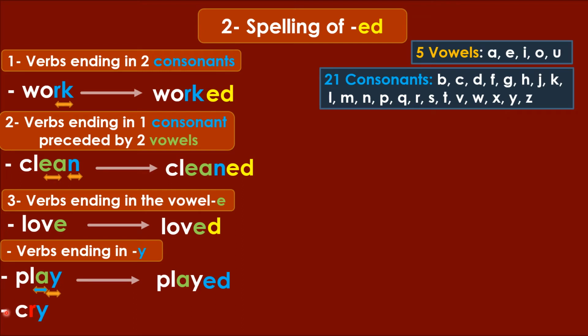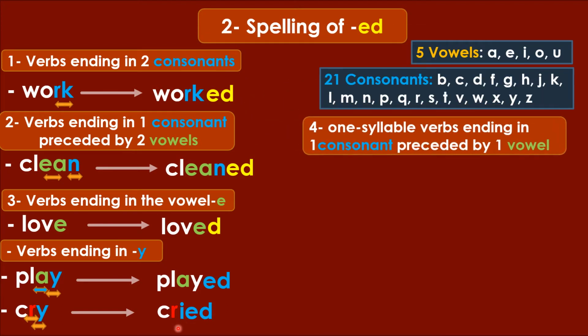If the verb ends in Y preceded by a consonant, what we're going to do is delete the Y and add IED. Let's have a look at the fourth case.